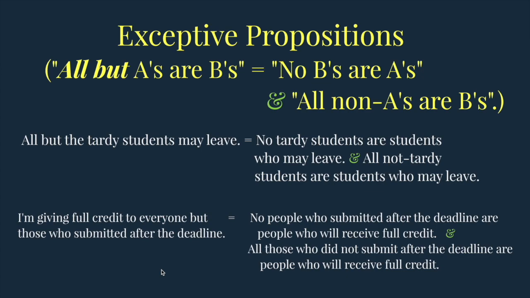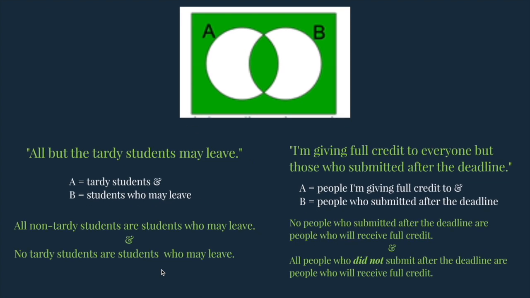And I'm not sure exactly how helpful a Venn diagram will be here, except maybe to demonstrate that we're dealing with a very different kind of Venn diagram because of the way that we're talking about all non-tardy students. So when I say all but the tardy students may leave, let's set my A circle as the tardy students and the B circle as the set of all the students who may leave. When I say all but the tardy students may leave, what I'm saying is none of the students who were tardy are allowed to leave.